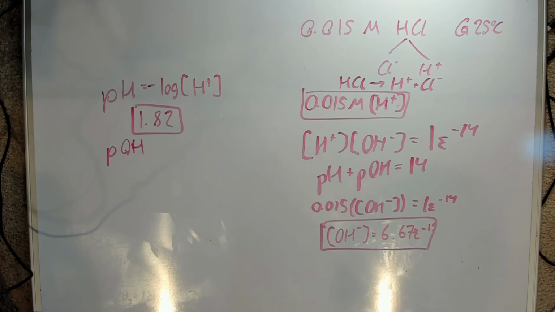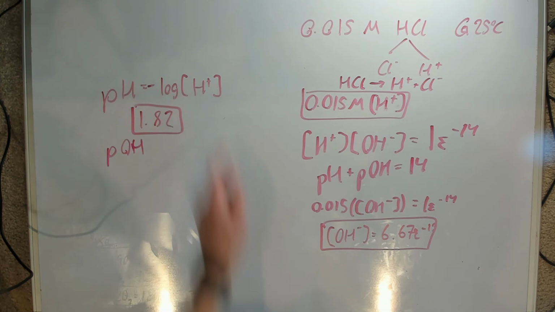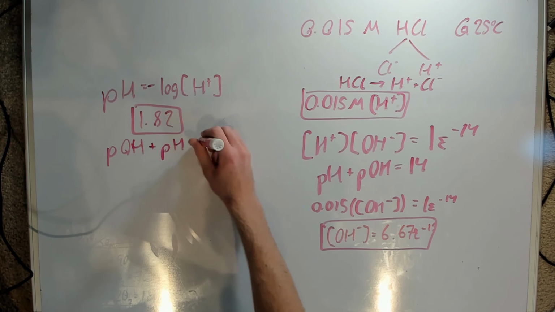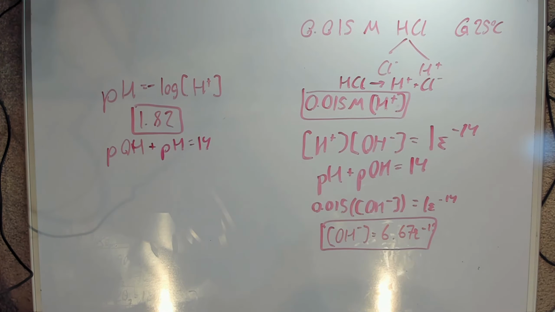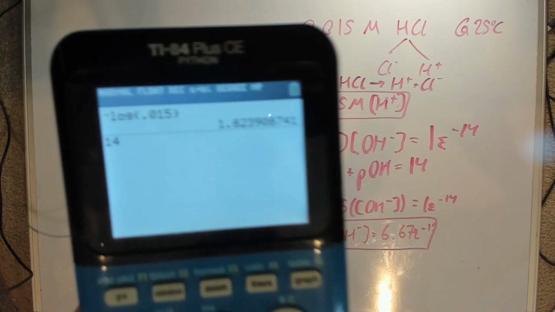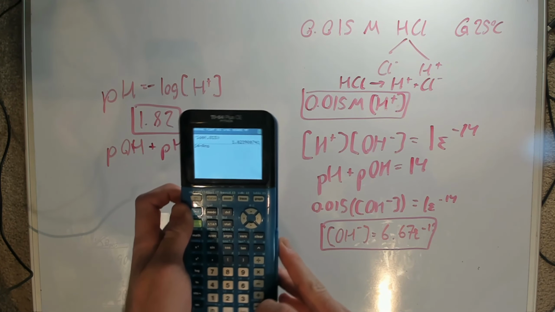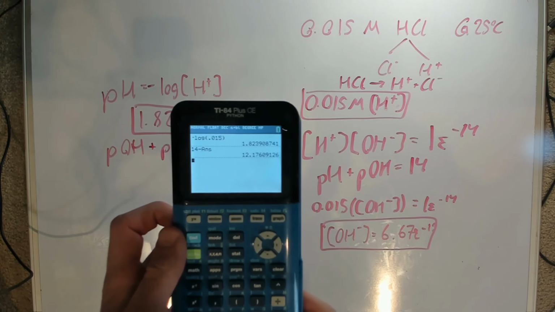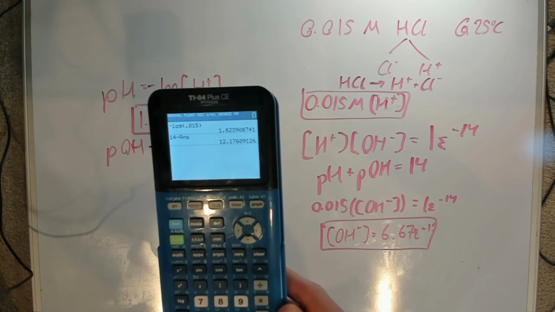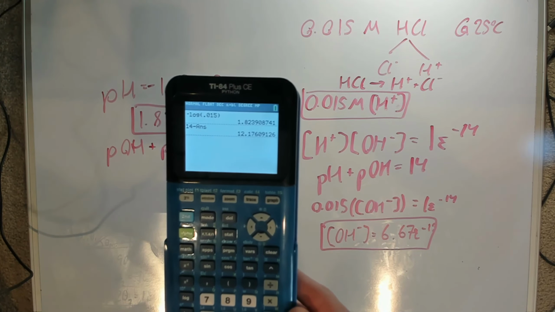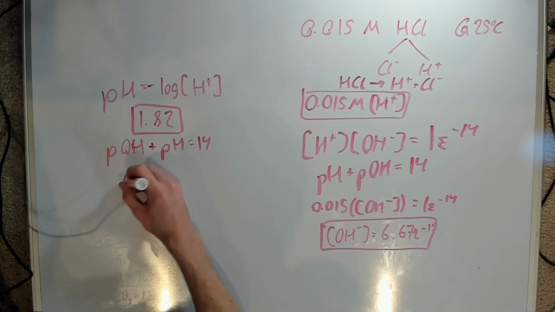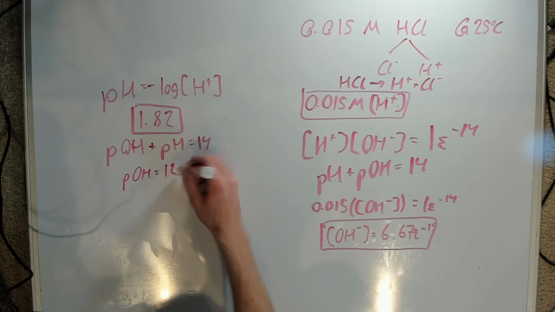Now let's do pOH. There are two ways to get there. You can use this equation, which is what I'm going to use here, or you can use the other equation with OH minus instead. So pOH plus pH is equal to 14 at 25 degrees Celsius, specifically 25 degrees Celsius. So 14 minus 1.82 is 12.18. So our pOH is equal to 12.18.